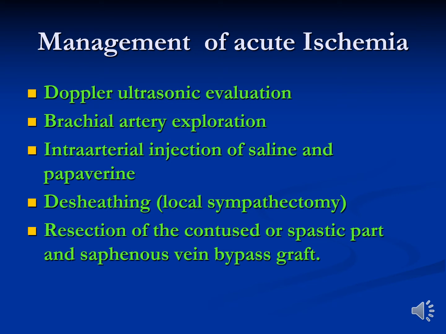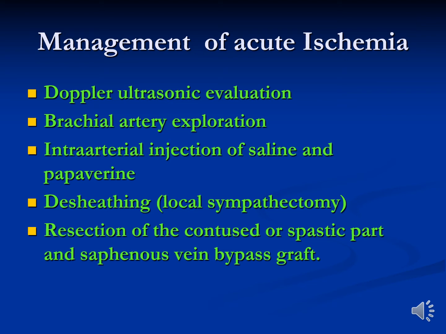If there is vascular insult, and I'm sure about this, I can do immediate surgery, brachial artery exploration. If the artery is spastic, I can give an intra-arterial injection of saline and papaverine to have vasodilation of the artery. I can do desheathing to achieve local sympathectomy. If the circulation is good, that's okay. I will fix the fracture and the situation will be well.